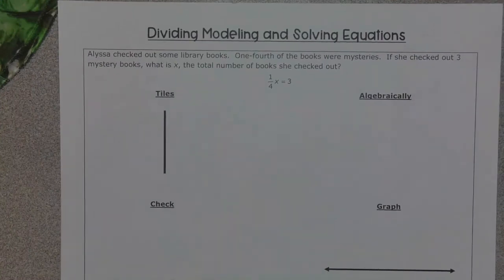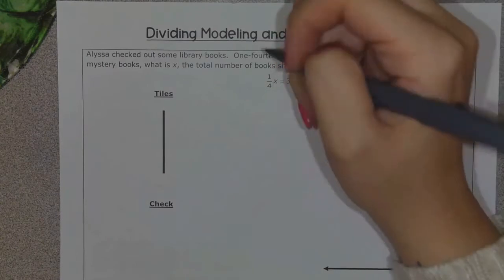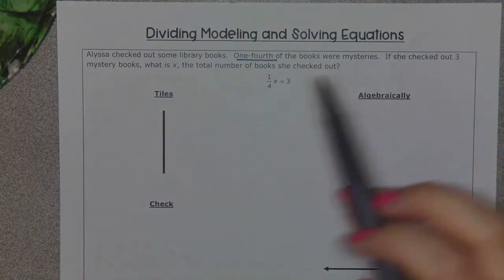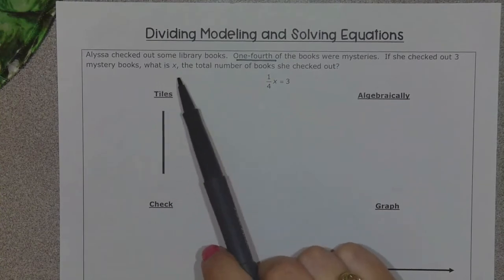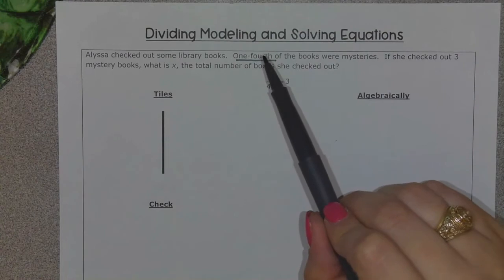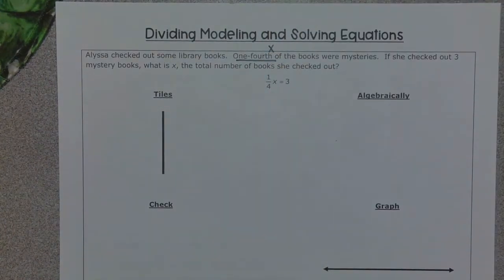Okay, so now let's talk about what it looks like to solve one-step equations with dividing. So it says that Alyssa checked out some library books. 1/4 of the books were mysteries. If she checked out 3 mystery books, what is x, the total number of books she checked out? Now we know that when we see a fraction next to the word of, that is a sign that this is multiplication.